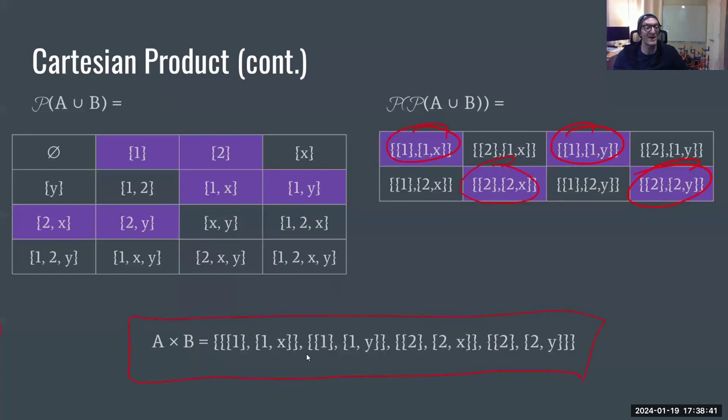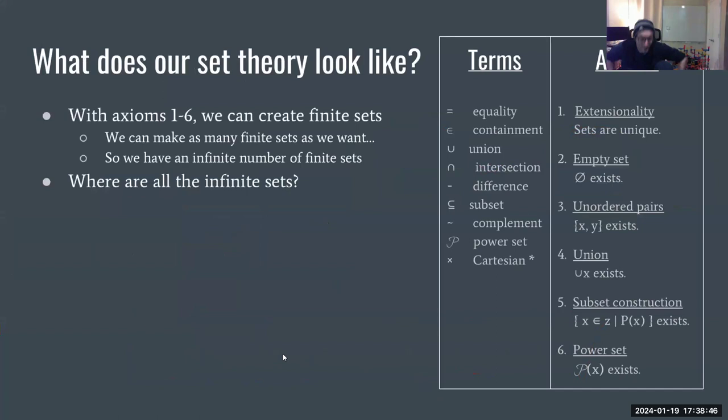All right, what does our set theory look like? I mentioned already that we have a finite number of sets. It's not that we have a finite number of sets. We have an infinite number of sets, but all the sets that we can make are finite. And that's true even when you apply the power set axiom to a set of finite size: you get a set of size 2 to the that size, but that set is still finite. So we have now a world in which there are an infinite number of sets, but those sets themselves are all finite. Okay, so where are the infinite sets, you might be asking?